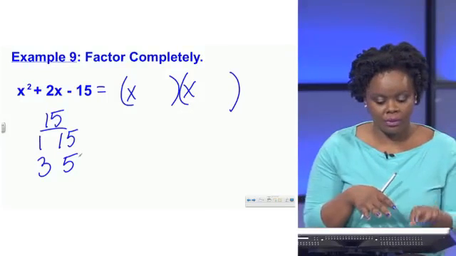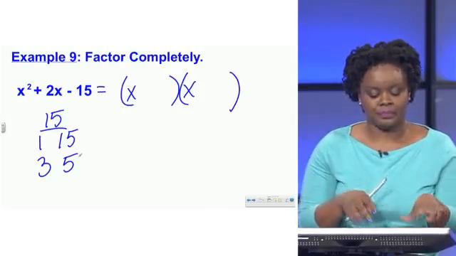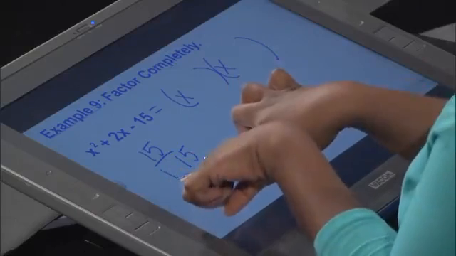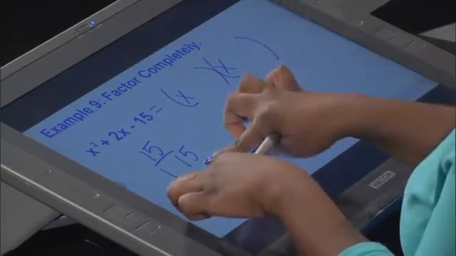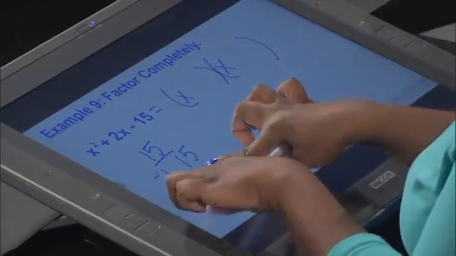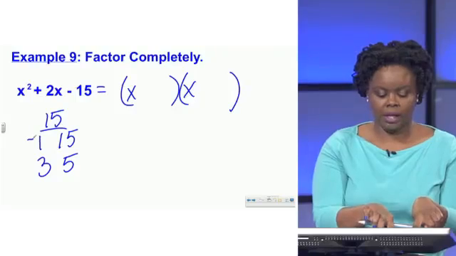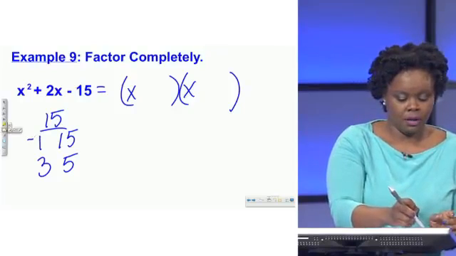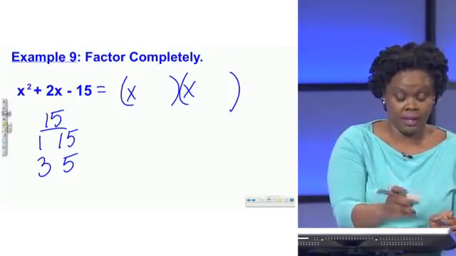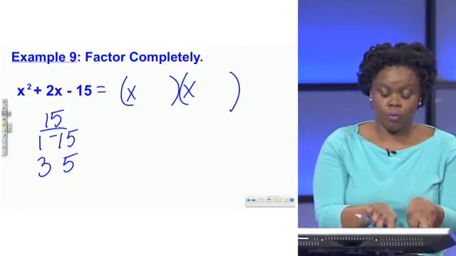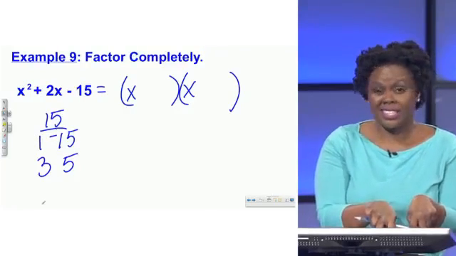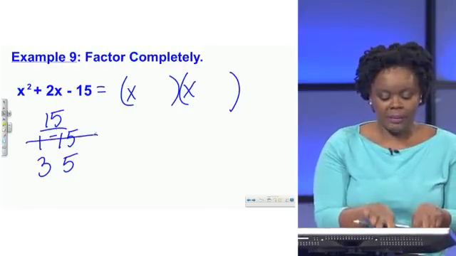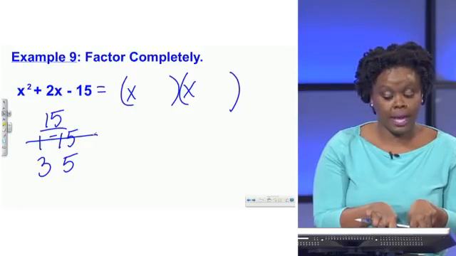Okay, so let's start thinking our way through this. I need 2x. Is there any way I could combine a 1 and a 15 and get 2, if either one of them was negative? Well, if the 1 was negative, I'd have negative 1 plus 15, and that's 14. So that wouldn't give it to me. And if the 15 was negative, then I'd have 1 plus negative 15, and that's negative 14. That's not what I need either. So it's got to be this pair. I just have to figure out which one of these numbers should be negative.